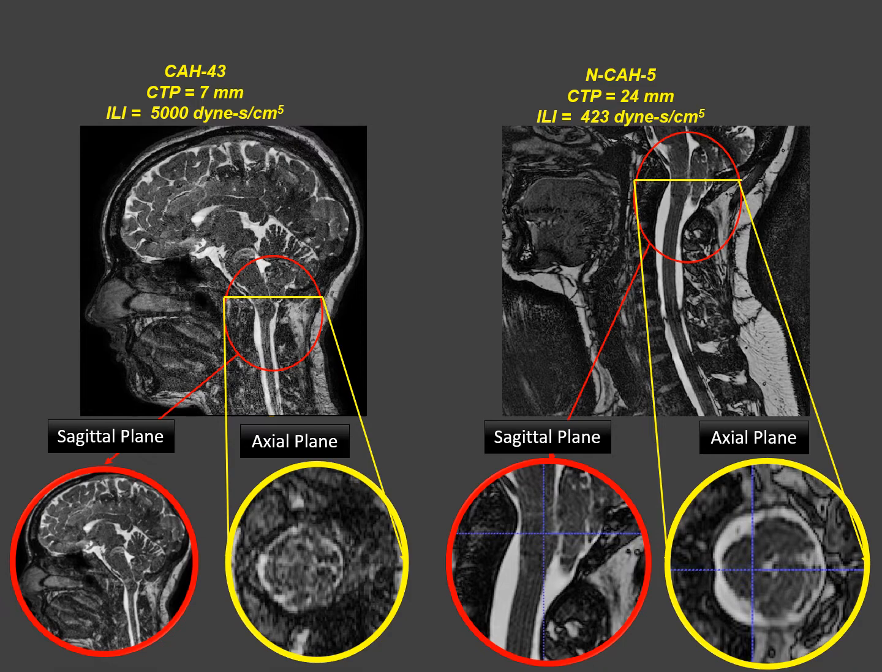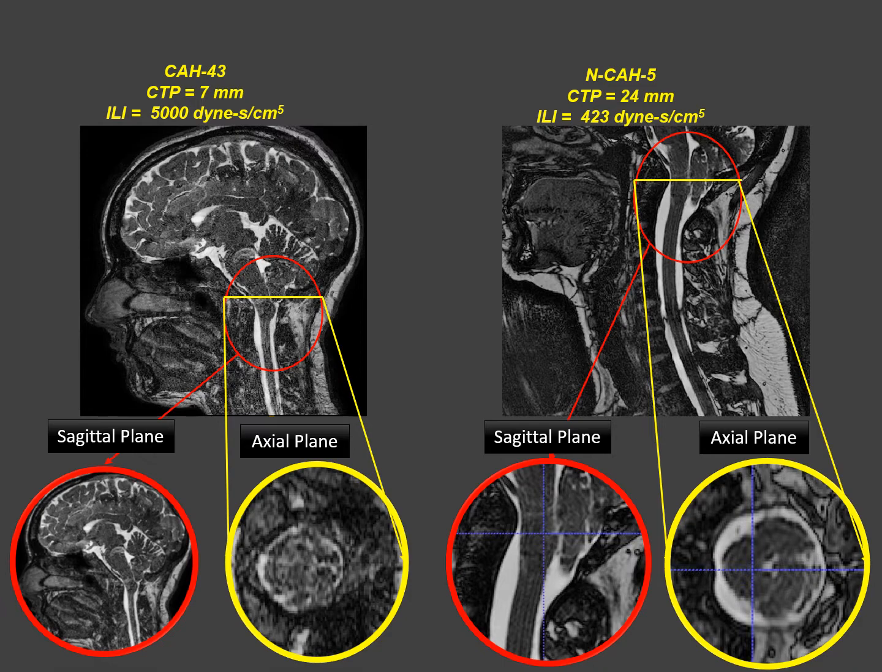Why do we want to look at resistance? Well, one of the reasons is that we've shown that tonsillar position is not a good measure of resistance to CSF motion. If we do computational fluid dynamics and estimate the resistance inside the spinal canal, we have shown that specific cases, such as this one on the right here with a 24 millimeter tonsillar herniation, can actually have less resistance than the case on the left with a 7 millimeter tonsillar herniation.